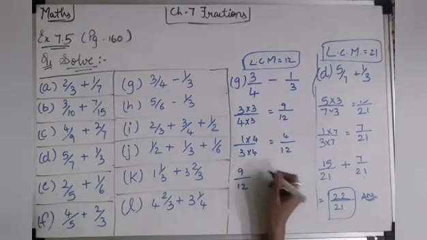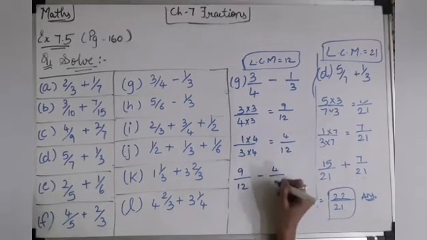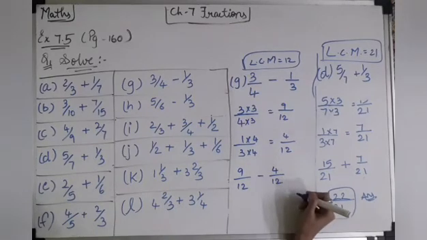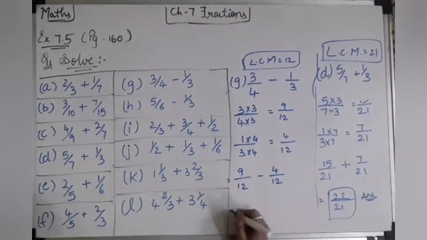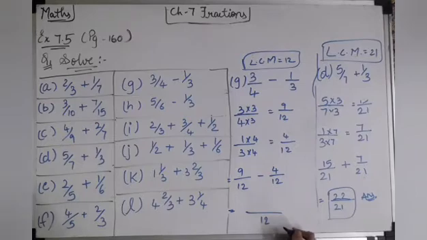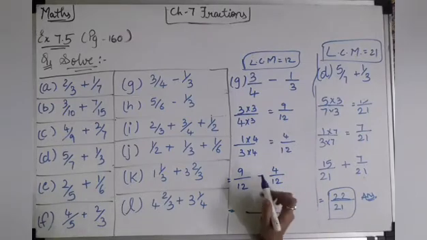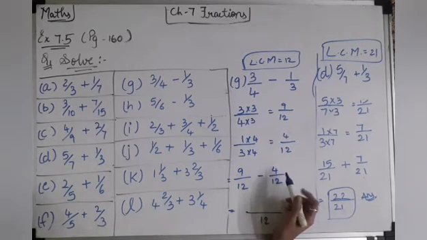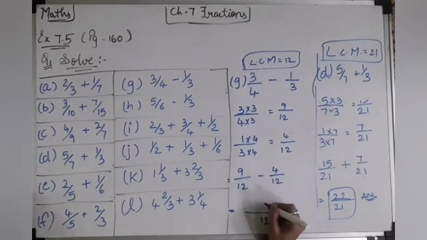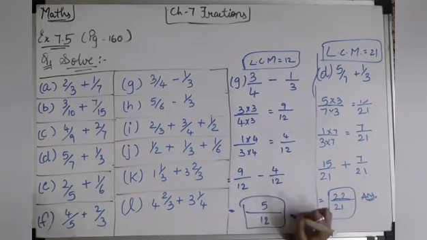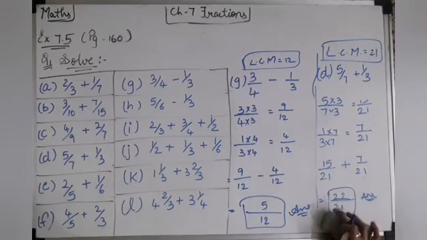9 upon 12 minus 4 upon 12. The denominators are same. So I'll write the denominator and then 9 minus 4. So 9 minus 4 is 5. So 5 upon 12 is our answer. Okay. Moving to the next sum.